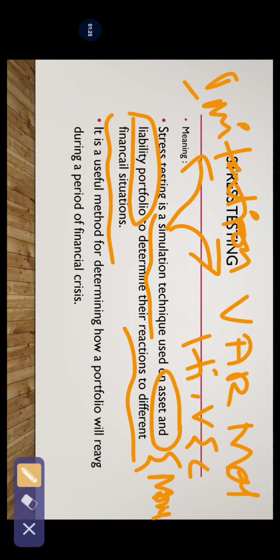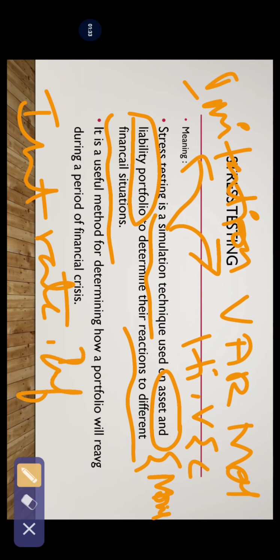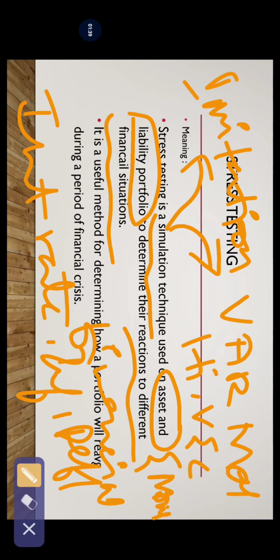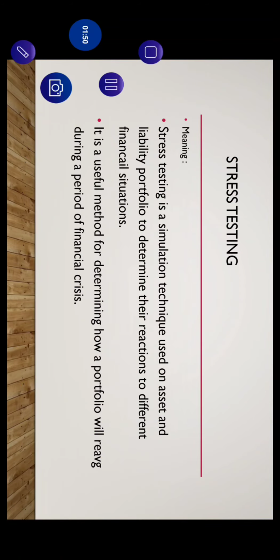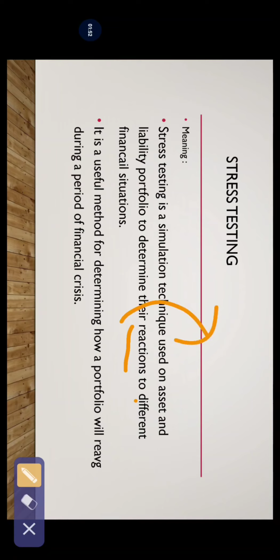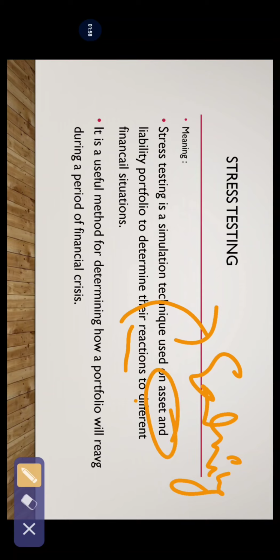So due to any reason, if in the market either the interest rates are changing, or inflation has happened, or deflation has happened, or a financial crisis has been called all over the country, in this situation, how are our assets and liabilities changing their reactions? Reactions means here the earnings, the way we used to earn on these assets and pay for the liabilities, how those things have changed. That is called stress testing.